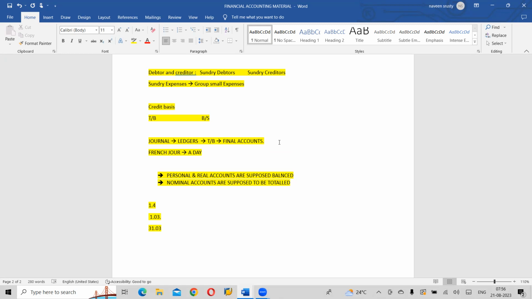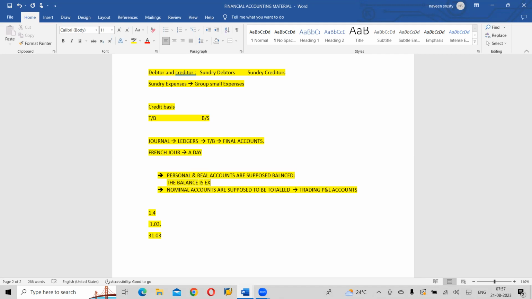Why? In the sense, again, I'm going to go back. As I said, the nominal account totals will be transferred to the trading and profit and loss account. All the nominal account items will be shown in the trading profit and loss account. But when it comes to personal and real accounts, as I said, we will balance personal and real accounts, correct?